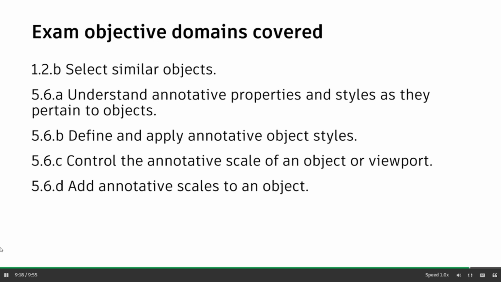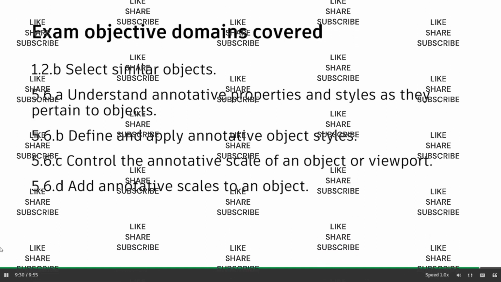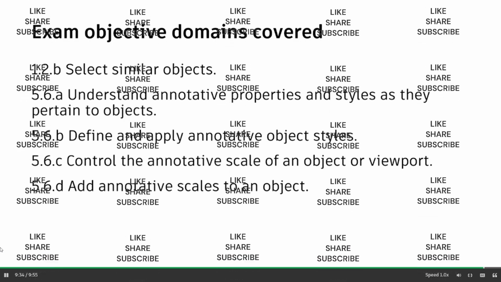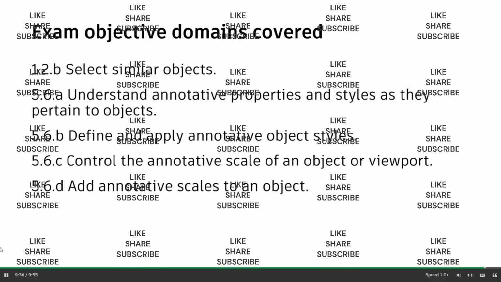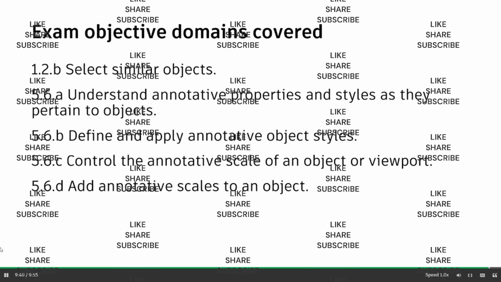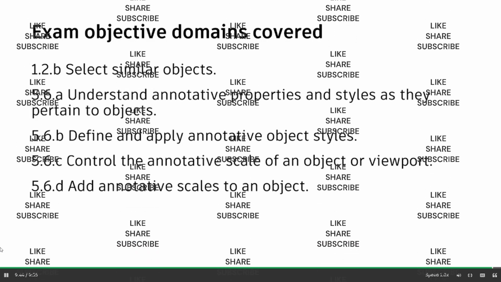Annotation styles allow you to control the size of your annotation objects and layouts. But in order for them to work, you have to make sure that any annotation objects you have in your drawing are also set to annotative. So both objects and styles must be set to annotative. If an annotation object does not appear in your viewport, verify that it has been assigned the correct annotative scale.